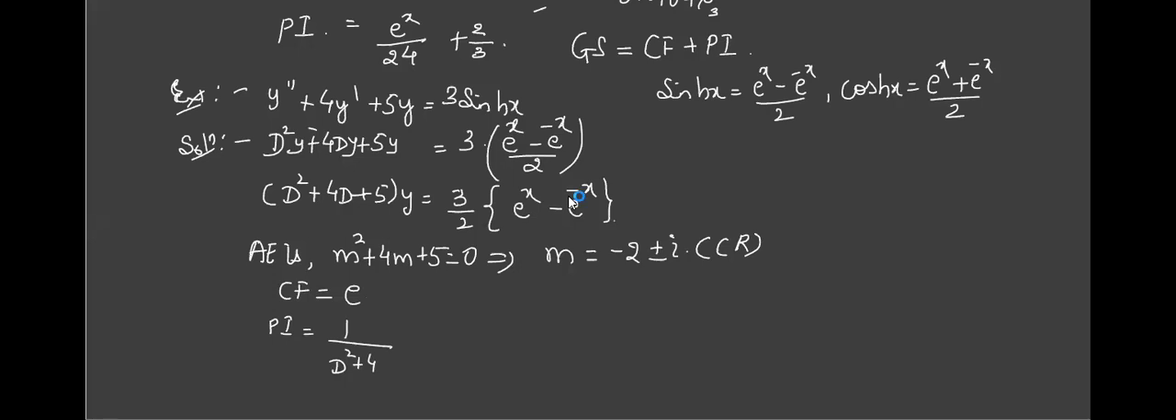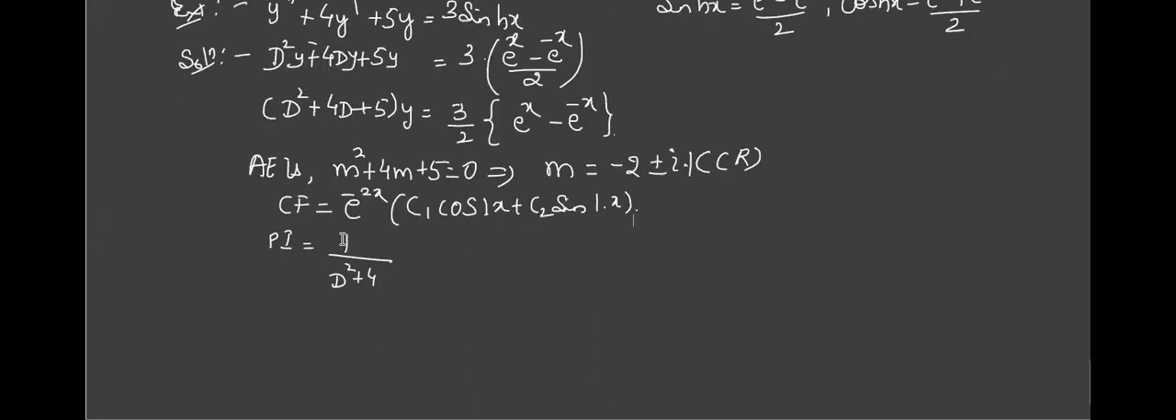E raised to, what is the real part of this complex number? Minus 2. So you should write e raised to real part into x, minus 2x. Then C1 cos of, what is the imaginary part? What is attached to I? Isn't it 1? So how to write? C1 cos of 1x plus C2 sine of 1x. Correct? Yeah.